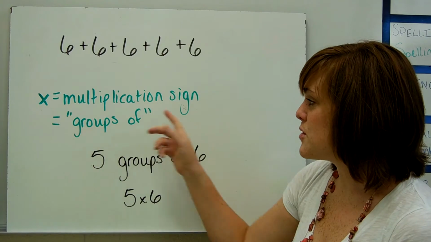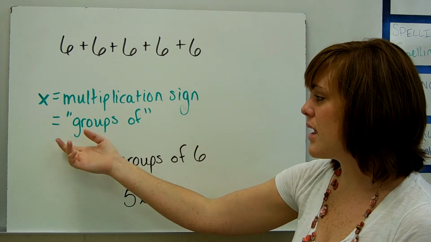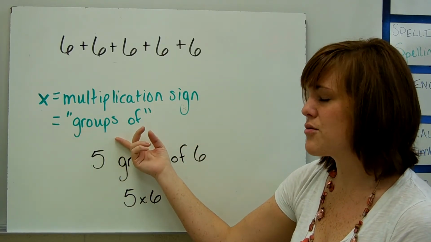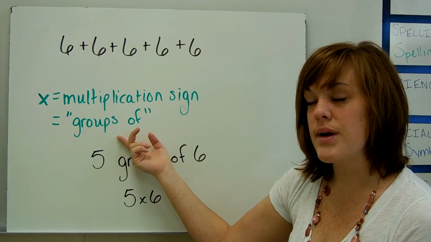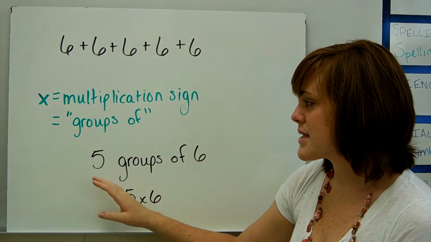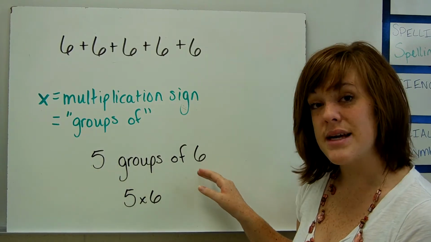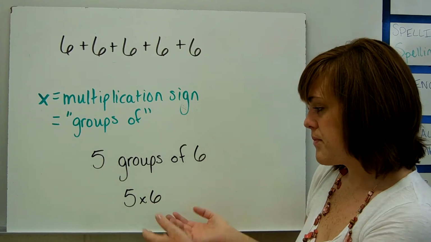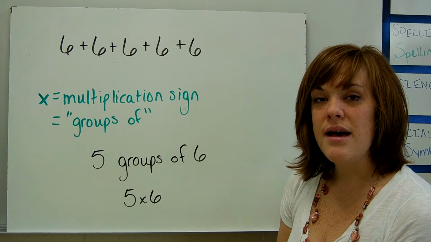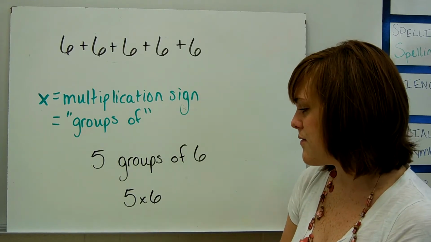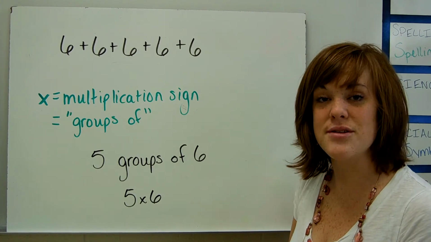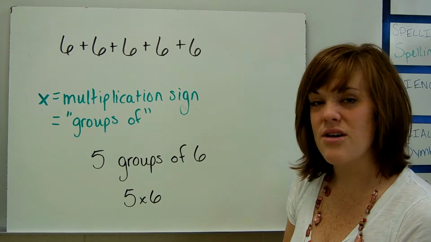An X is a multiplication sign. And if you were reading a multiplication sign, you would read times, so like 2 times 4, or you would read groups of. So in this case, we have 5 groups of 6, which means 5 times 6. We memorize our multiplication facts so that when we need to know what 5 times 6 is, we just know it's 30 right away, so we don't have to count all of those desks.